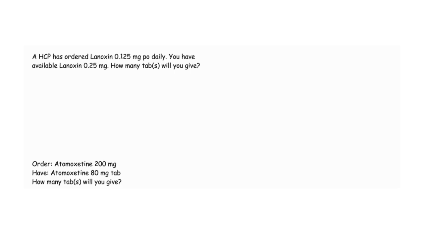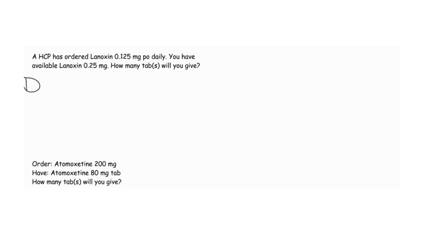It says a healthcare provider has ordered Lanoxin 0.125 milligram PO daily. You have available Lanoxin 0.25 milligram. How many tablets will you give? So let's pull out our values for our D over H times Q. D, remember, is just our desired order. It's just the physician's order, the healthcare provider's order.